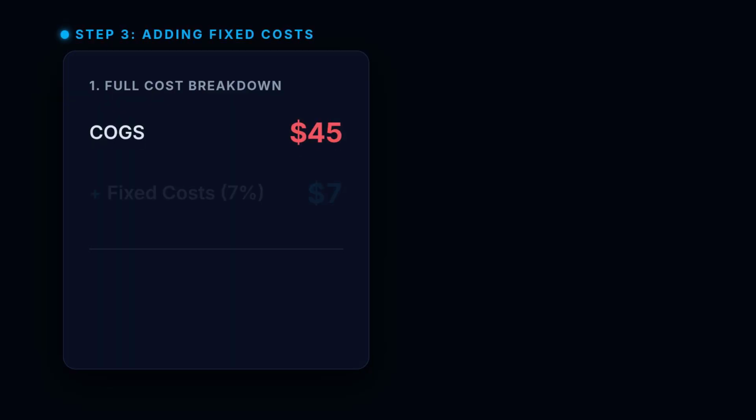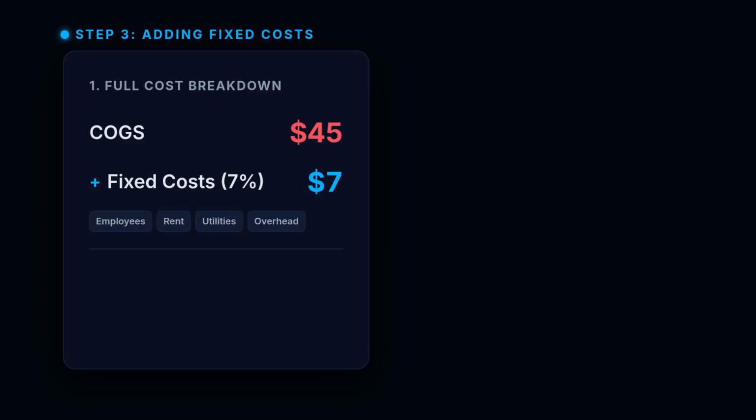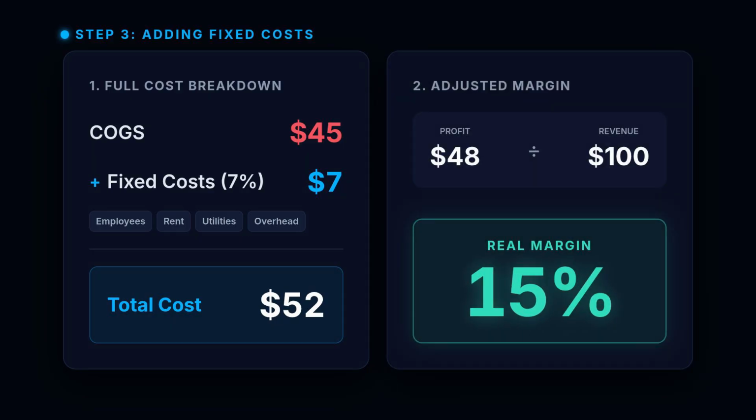If you want to get even more precise, you can add in 5 to 10% for your fixed cost. Things like employees, rent, utilities, the overhead it takes to run your business. That gives you a more complete picture of your total cost per sale. It's not required, but if you want a full picture, it's worth doing.